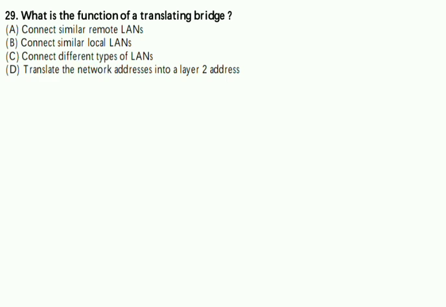Suppose in real time, you consider a translator who acts as an interface between people who know different languages. Suppose two people are there. One person knows English and another person knows Hindi. So how do they communicate with each other? Through a translator, right? And the translator must know both the languages. Similarly here, the translating bridge will connect different types of LANs. One LAN may be token ring and another LAN may work on Ethernet.